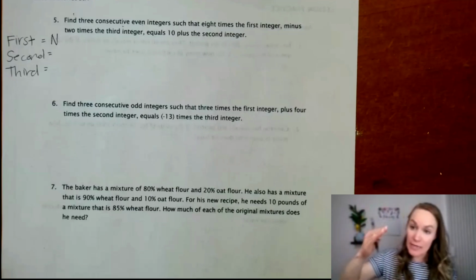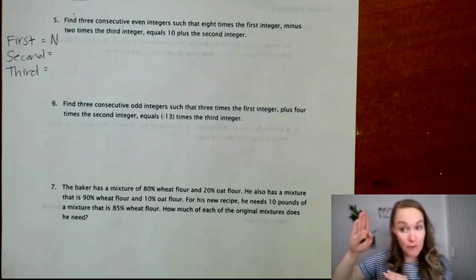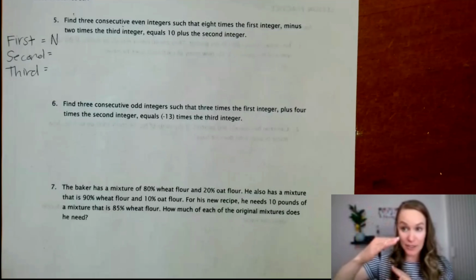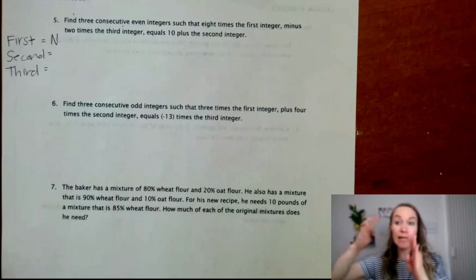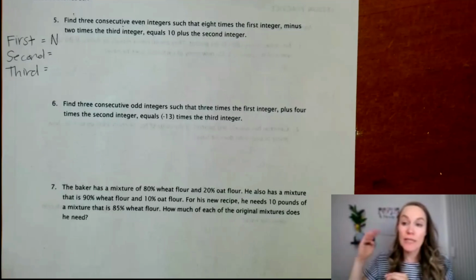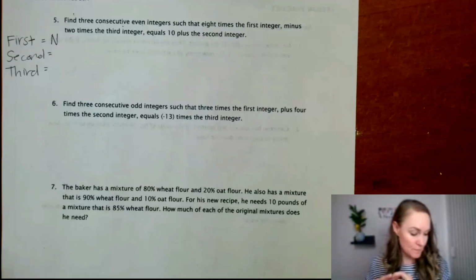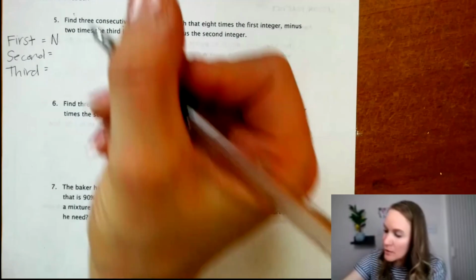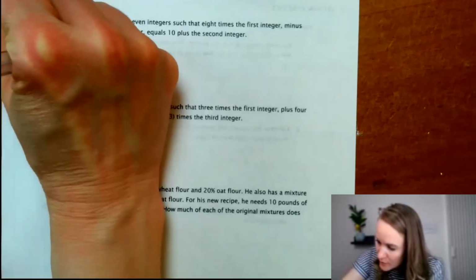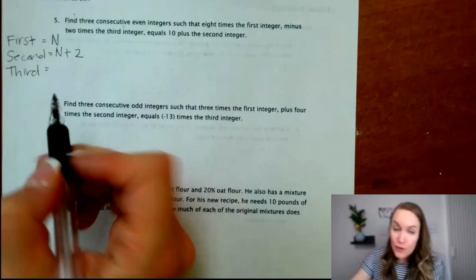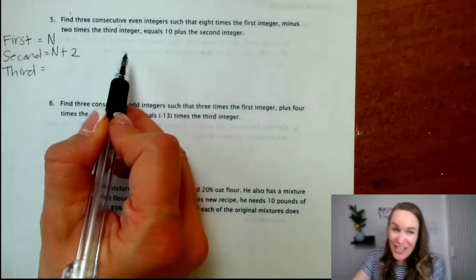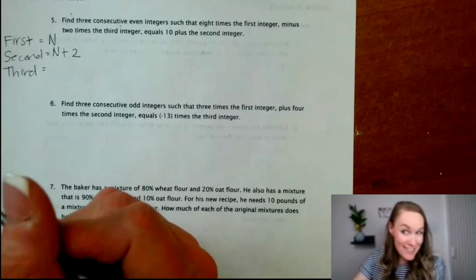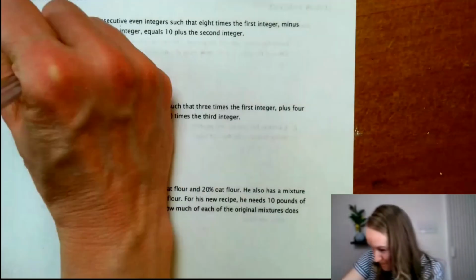So 6 would be the next consecutive even integer. And we get from 4 to 6 by adding 2. We get from 6 to 8 by adding 2. We get from 16 to 18 by adding 2. So we need the consecutive integers. Okay, so we're going to do n plus 2, and then the third integer is this plus 2. So we're actually getting n plus 4.